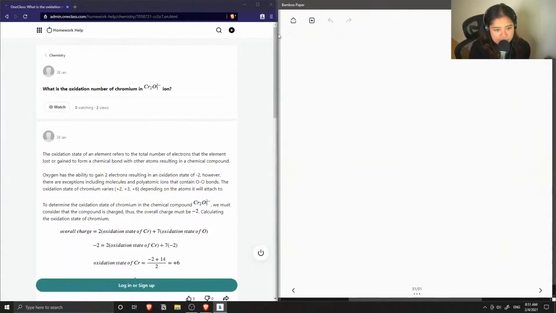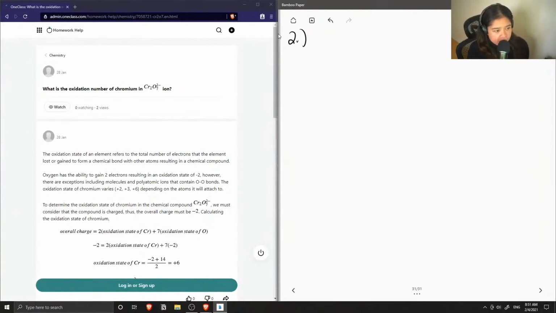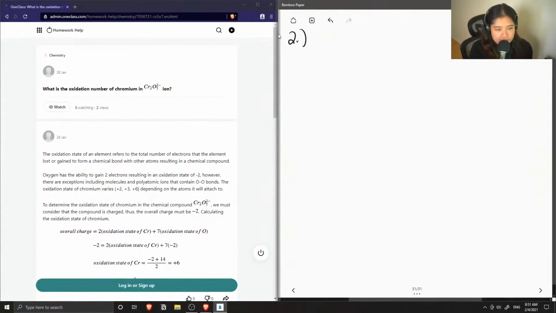Okay, question number 2. What is the oxidation number of chromium in Cr2O7 ion?